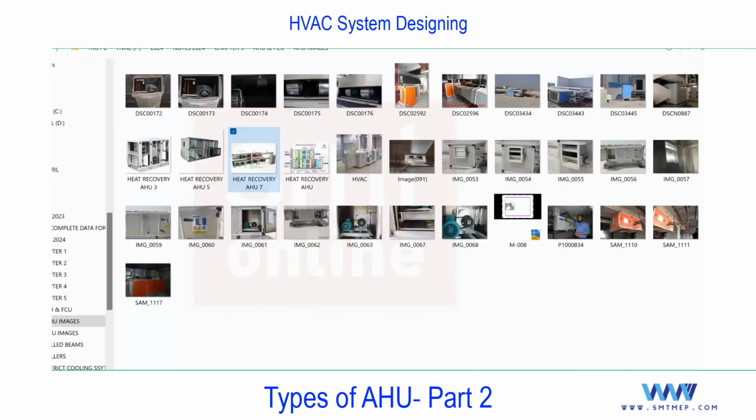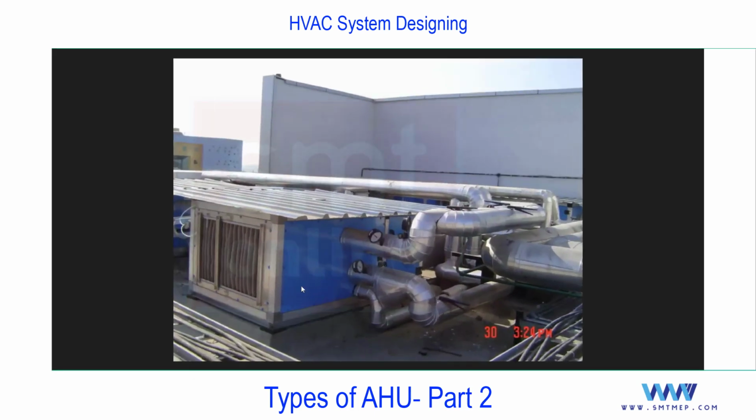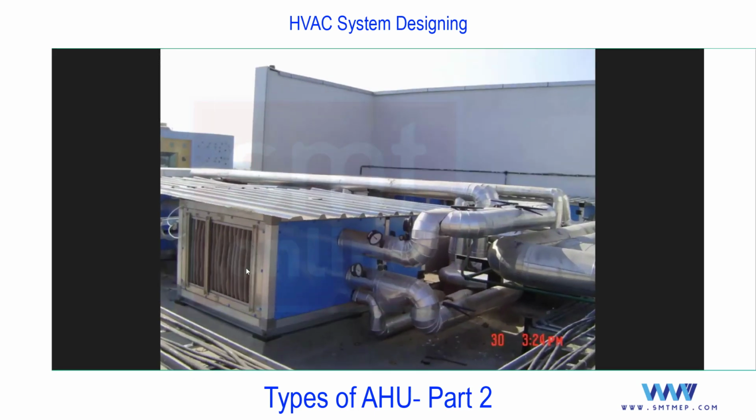Let me show you some images. For example, this is only a FAHU. This is not a recovery unit. In this image, you can see the filter. There is no return duct. It means this is used to suck complete fresh air. On the other side, you'll find the supply duct, which will supply the fresh air to the multiple spaces inside the building as per the fresh air requirement.